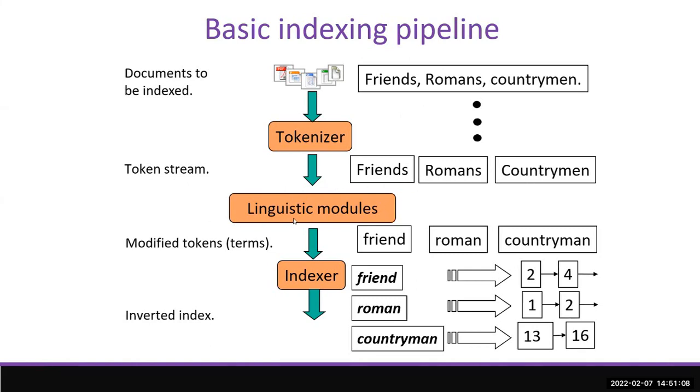Then you pass it through a linguistic module. So friend, Roman, and countryman. Here you make a little bit of adjustment from plural to singular, okay? And you can make some adjustments and then invert the index. So these are things you can do for tokenization. From sentence to tokens, you can first break down to logical units, then break down to word units, and then use the linguistic module to replace plural with singular.